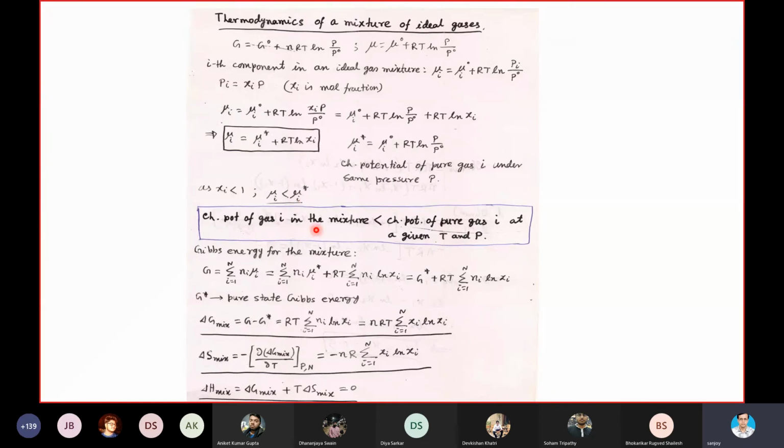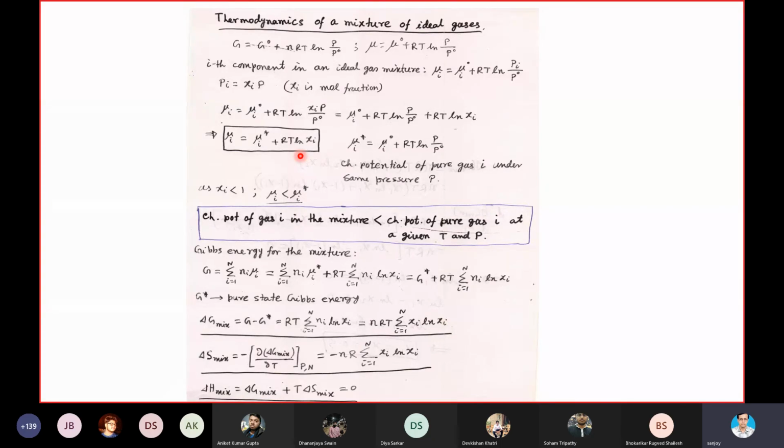So the chemical potential of the gas i in the mixture is less than the chemical potential of the pure gas at a given temperature and pressure. Same gas, if you take it under pure condition, that's its chemical potential. And if you measure the chemical potential of the same gas in the mixture at the same temperature and pressure, then you will see that in the mixture, the chemical potential will be less than in the pure form. Okay, this is coming from this expression. Once again, let us see whether you understood this part.